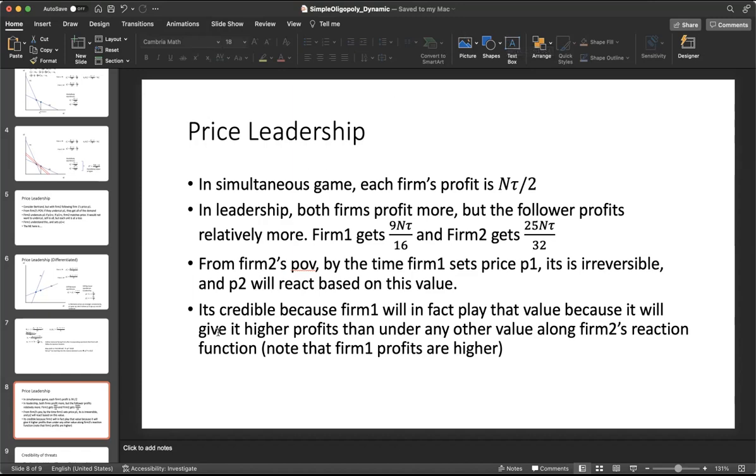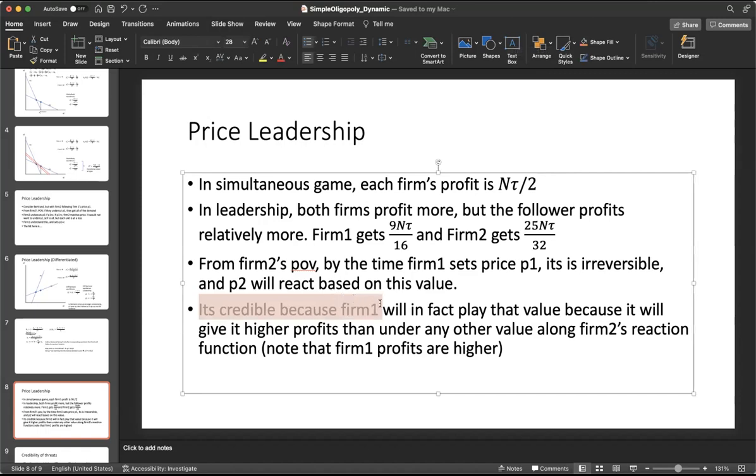So I have here as a final bullet something that's interesting. And let's talk about yung profits ng leader under both Stackelberg and Bertrand price leadership.